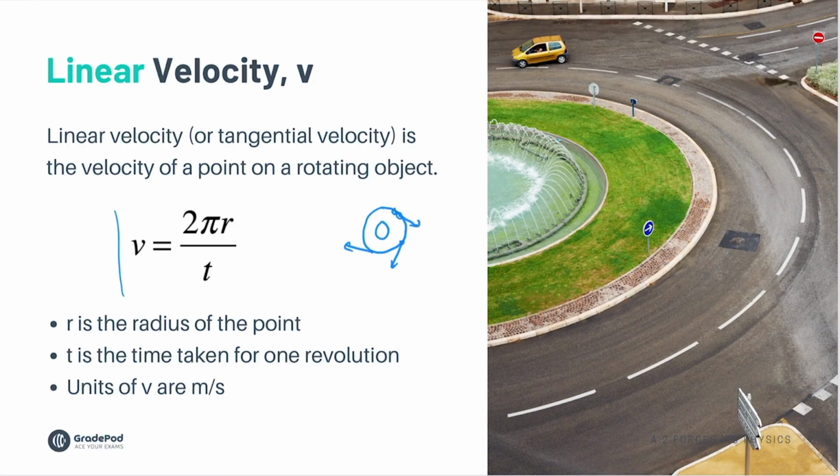And the formula for linear velocity is 2 pi r over t. You will recognise 2 pi r as the circumference, and the circumference is equal to a distance. So the linear velocity is equal to distance over time, which is 2 pi r over t. r is of course the radius of the point, and the units of linear velocity are meters per second, also written like this.